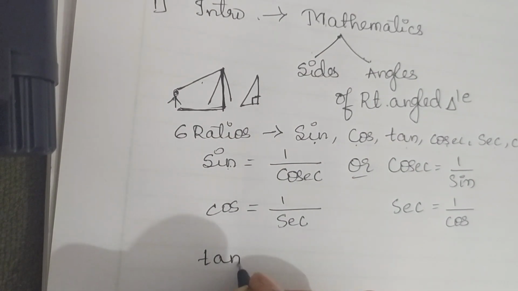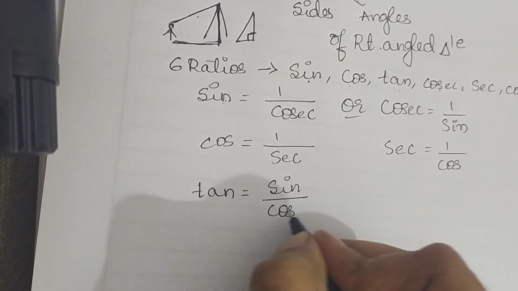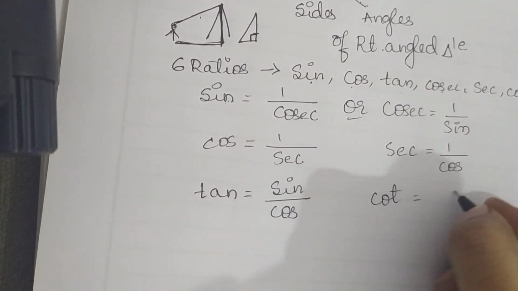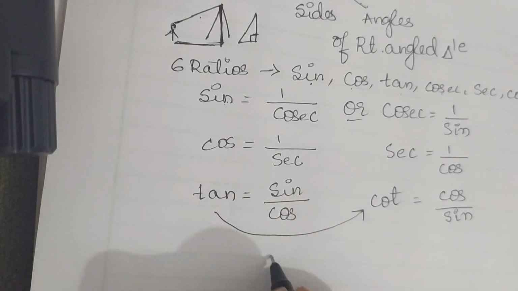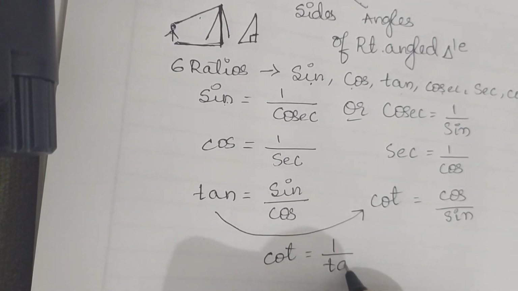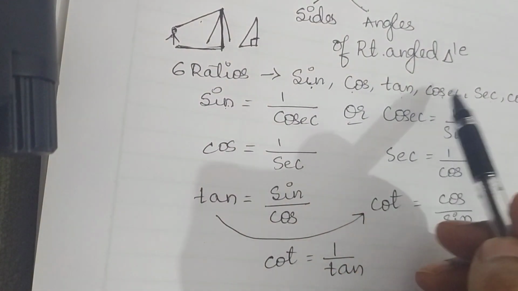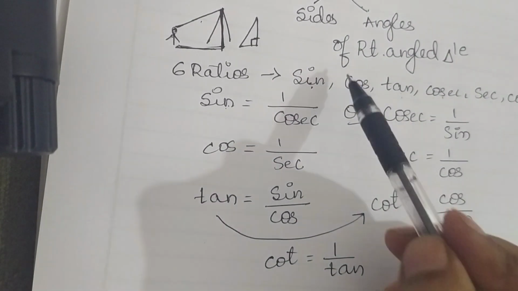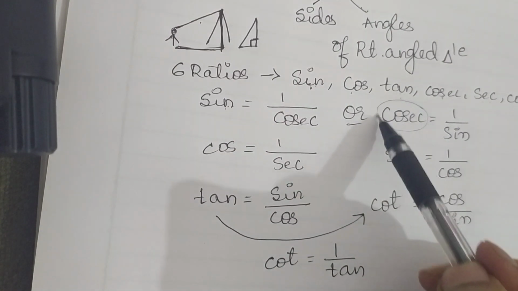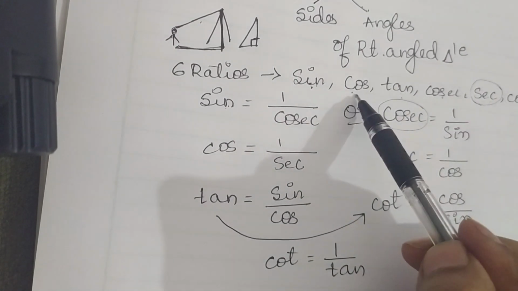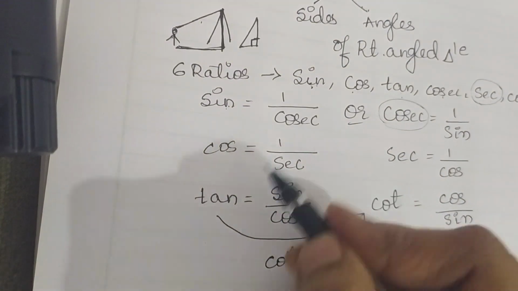And what about tan? Tan is equal to sine upon cos, and cot is equal to cos upon sine. That means cot is also equal to 1 upon tan. Now you understood which are the ratios: sine, cos, tan, cosec, sec, cot, and how they are interlinked. For cosec we find the reciprocal of sine, for sec the reciprocal of cos, and for cot the reciprocal of tan. In this way we get all these ratios.